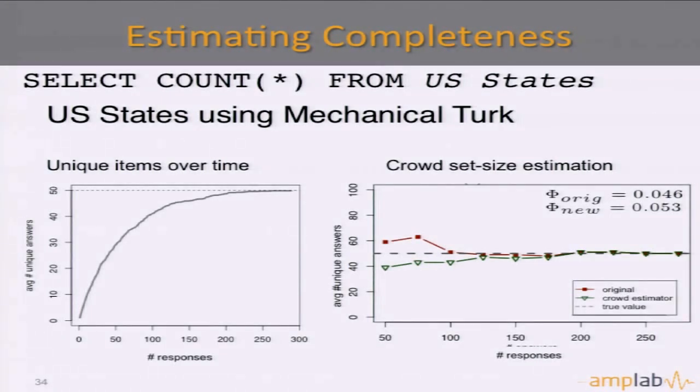Here are two techniques we developed for set size estimation, here on the right. And what you see is that over time, again, the number of responses at some point stabilizes really around 50. And that's the estimation we would give out.